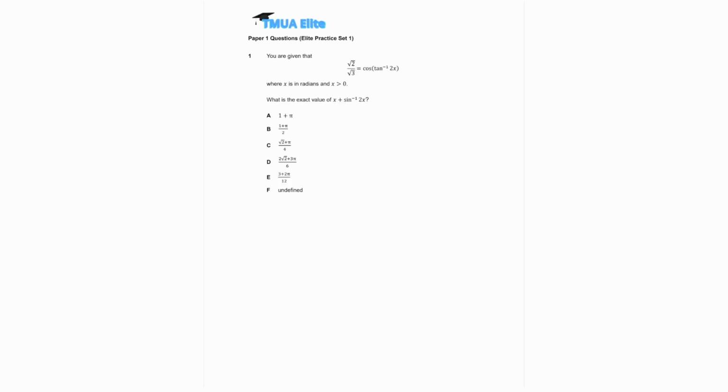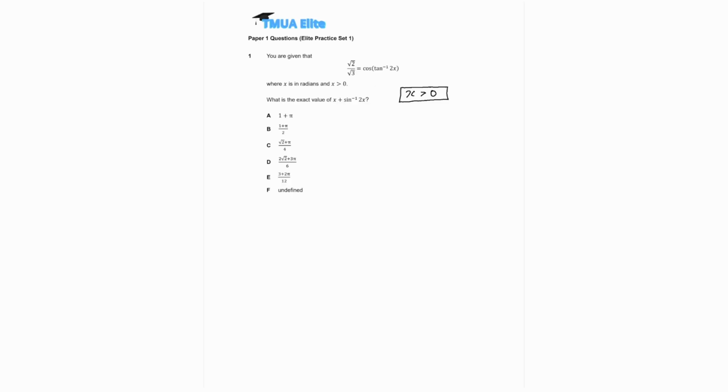So we are given that root 2 over root 3 is equal to cos of tan to the minus 1 of 2x. In other words, cos of arctan 2x. And we know that x is in radians and that x is actually greater than 0. So let's write that here, just so we don't forget that at the end. So we are asked what is the exact value of x plus sine to the minus 1 of 2x. So how do we approach this?